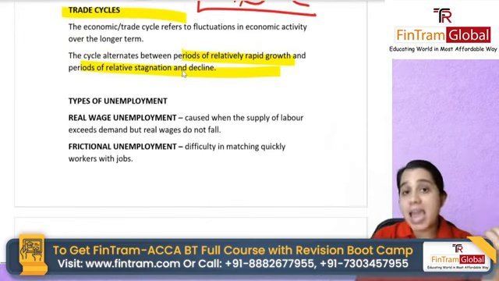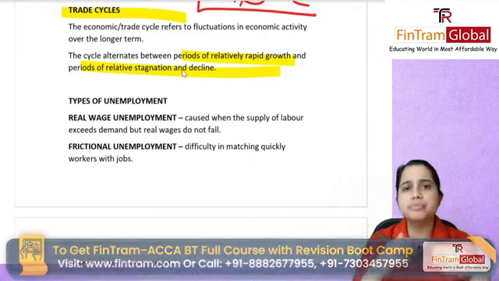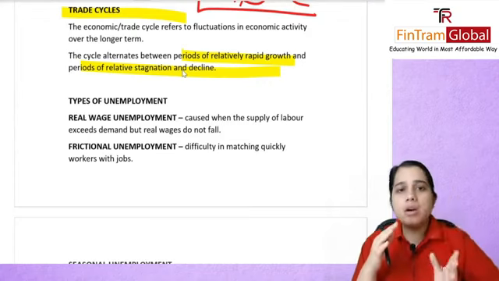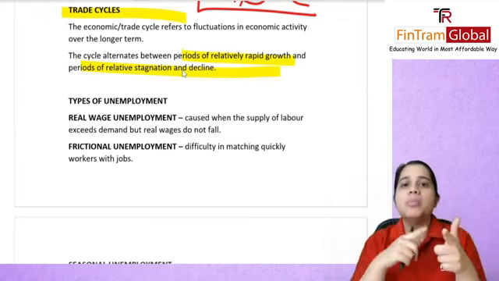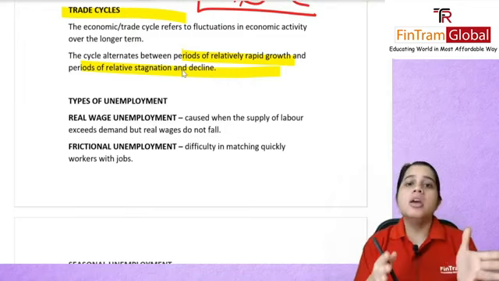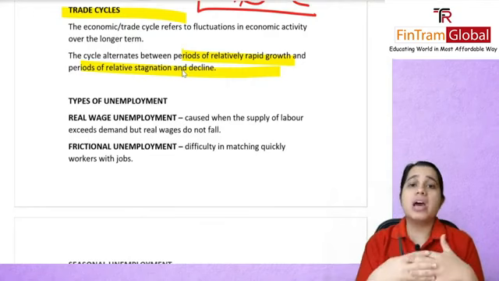Then there were various types of unemployment that we covered. It's a good thing if you can remember all these various types and what they are talking about, because you could again get an MCQ from here, where maybe one person is facing this type of unemployment, or an economy is facing this type of unemployment.